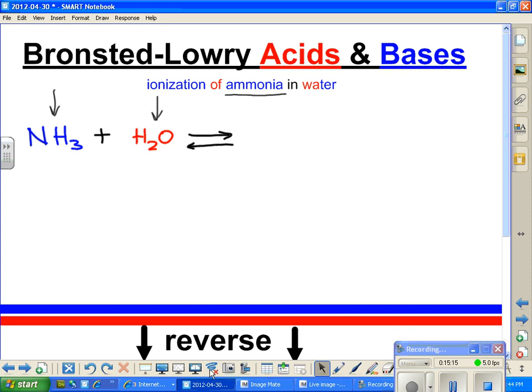So let's go ahead and give you 2 minutes to complete this equation. Stop the recording now, and see if you can write the right side of this equation and label it. Who's the conjugate acid? Who's the conjugate base? You have to follow the lines and everything. A lot of people got it right. This is good. Okay, let's carry on.